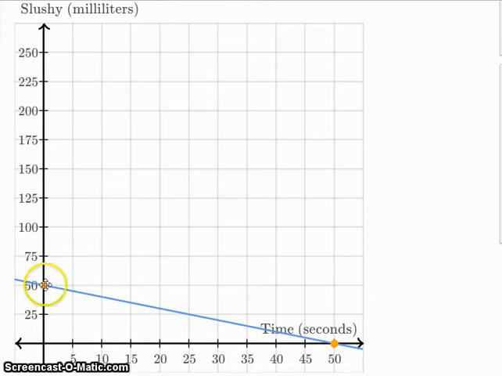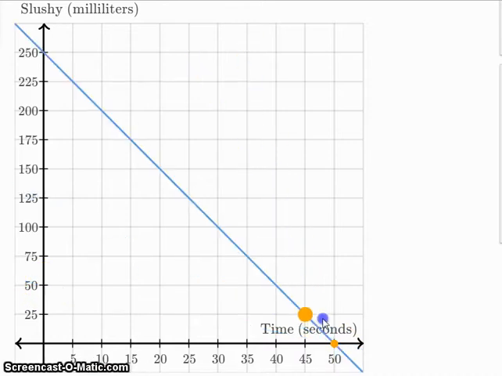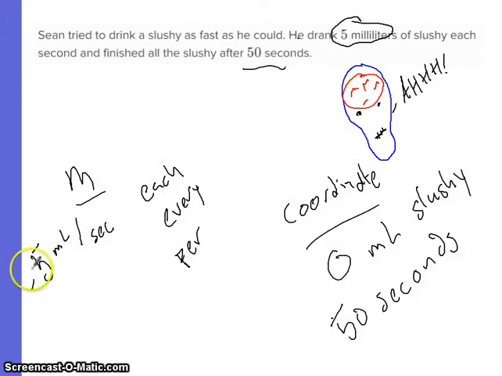Okay, and then he loses 5 slushie. He loses 5 slushie, but let's see if this would work. So it's 5 milliliters every second, so how much in 5 seconds? 25?